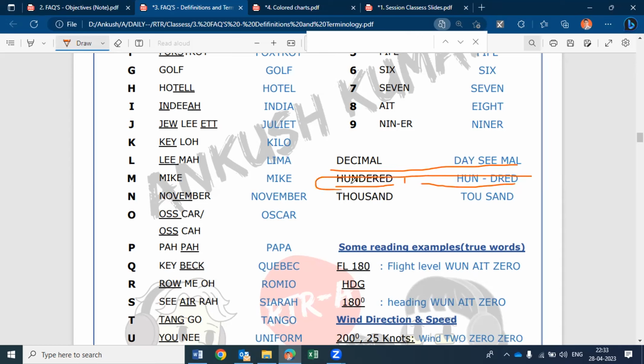Then there is the reading of 100. 100 is similar to our 100, nothing different in that. Instead of 1000, we need to say "thousand". But "1000" will also work, no need to worry. Is that okay?